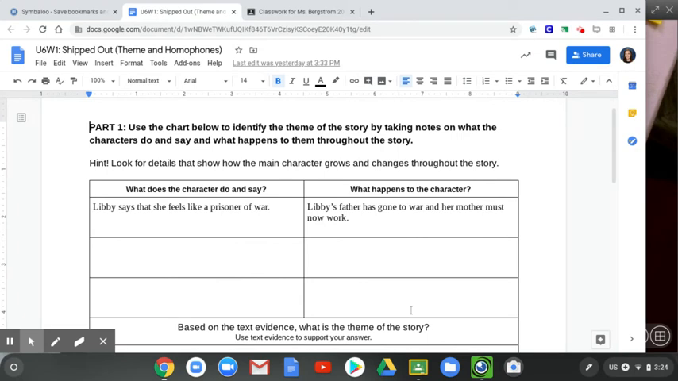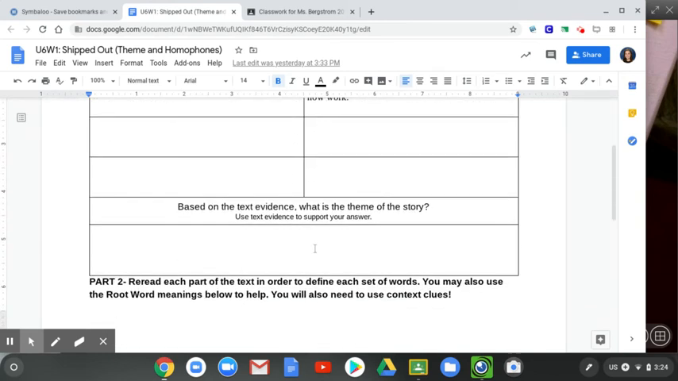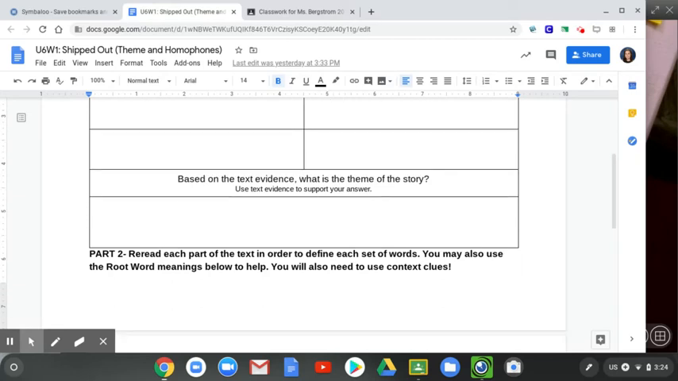And then on the other column here, you're going to say what happens to the character. So they're not saying anything or doing anything, but something would happen to them. So on that column, I wrote, Libby's father has gone to war and her mother must now work. That's not necessarily the theme itself, but those details put together can help you identify what the author wants you to learn. So on the bottom, this is the part I'm really looking for. It says, based on the text evidence, what is the theme of the story? So you're going to need to use complete sentences and say, the theme of the story is... and then explain why. Okay.